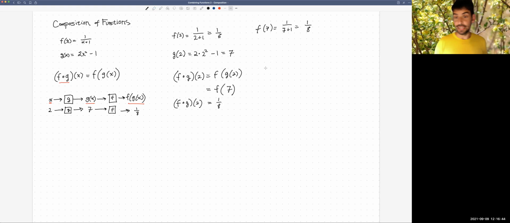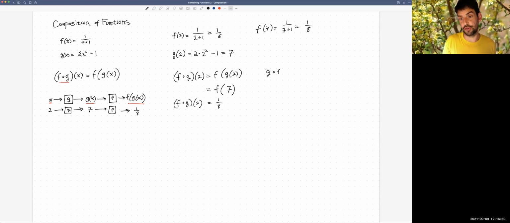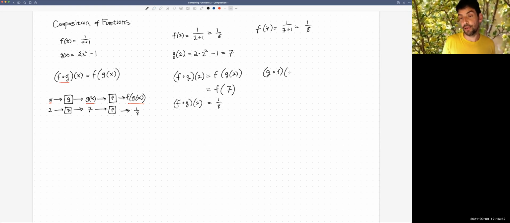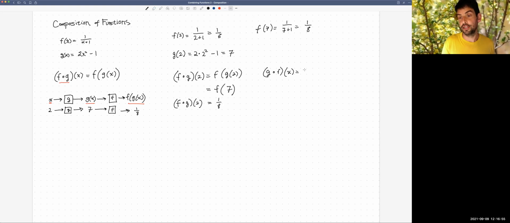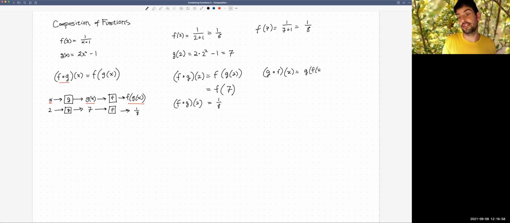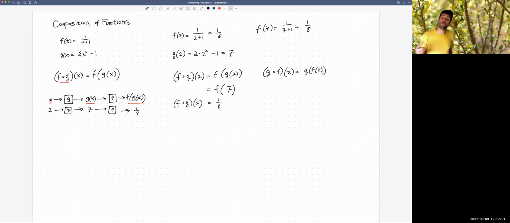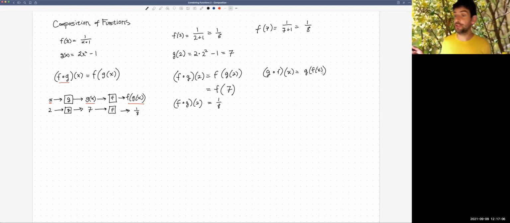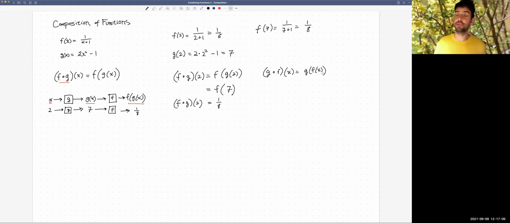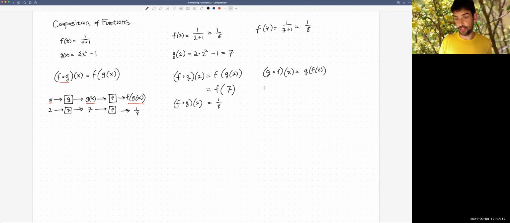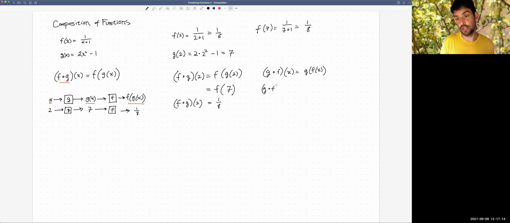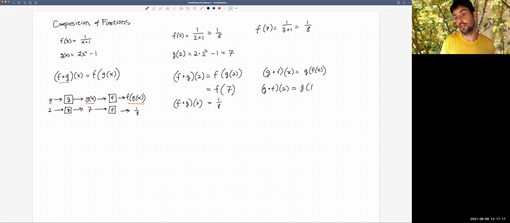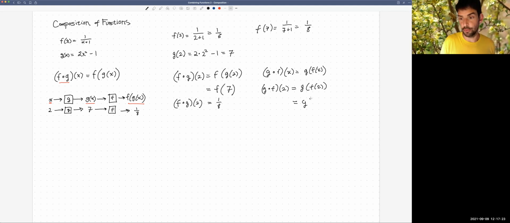Okay. Let's see something interesting about this. We can compose this in the other direction. G composed with f of x is going to be g of f of x. We're reversing the order. Now we're doing f first. We put in a number, we evaluate f at that number, get an output, and then we take that number and put it into g. So let's do this for 2 again. This is g of f of 2. We computed f of 2 up above. I got 1/3.